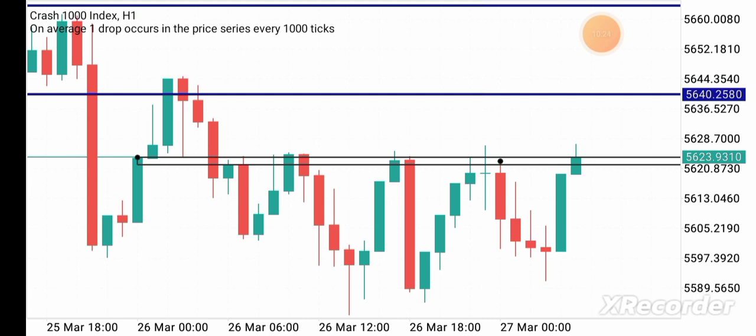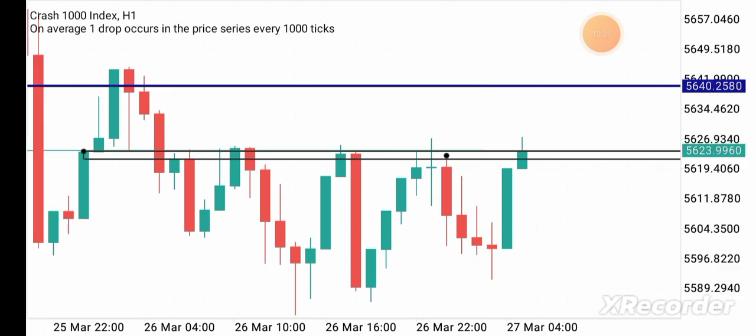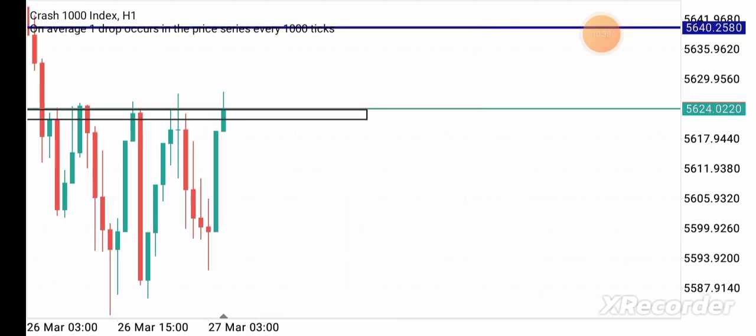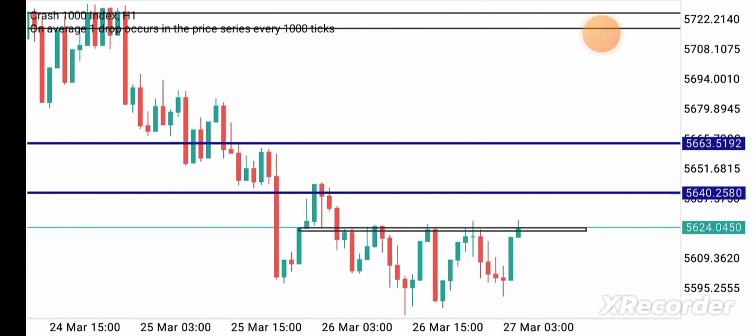You see, market has been selling each time it gets to this zone, and it might break above it today based on what we see on the higher time frame. Market might break above this zone today, maybe retest properly and continue buying. So we just have to mark it out.